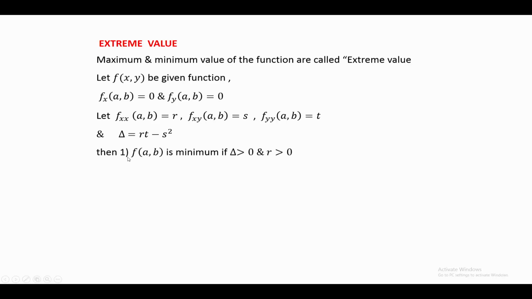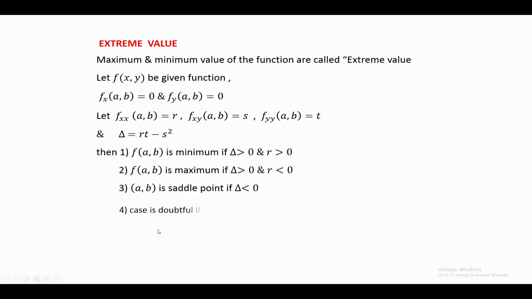Then number 1, f of (a, b) is a minimum if delta is positive and r is positive. Second, f of (a, b) is a maximum if delta is positive and r is negative. Number 3, point (a, b) is a saddle point if delta is less than 0. And fourth, the case is doubtful if delta equal to 0.